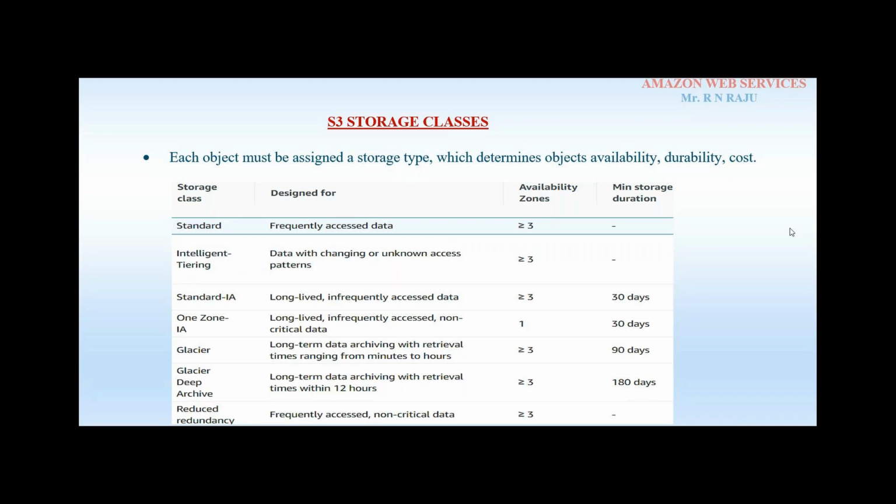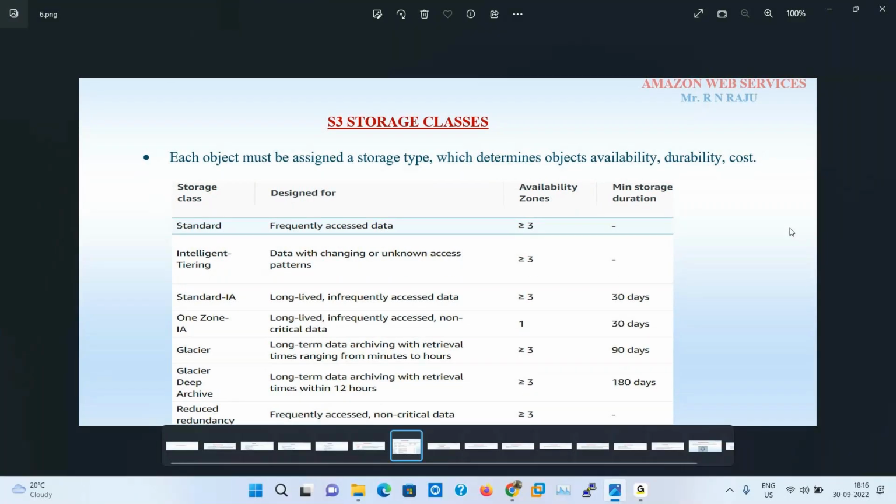Sir, my data is not important, but I want to store it inside the bucket, and there is no need even for replication. Then we can select One Zone IA. The data is not replicated across multiple zones, so they are not maintaining multiple zones, and definitely they will reduce the price. So based on the content and its importance, you need to select the storage class, right? I will show you where that is. But by default the storage class is Standard.